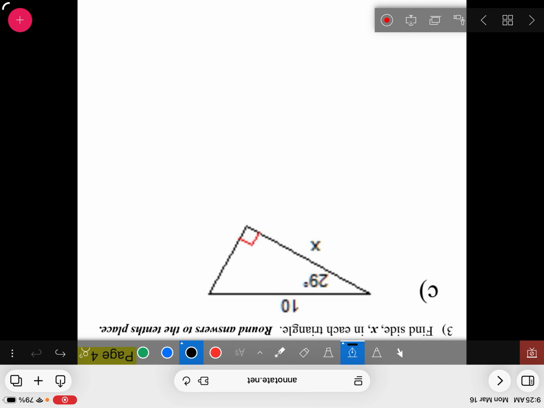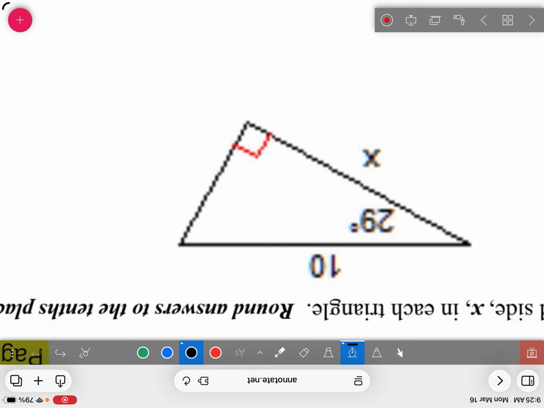All right, let's look at C. Step number 1. Let's figure out what side is the hypotenuse. Here is my angle. Put your pencil in the corner. Draw an arrow across. So that means that 10 is my hypotenuse. See how this 29 is closest to this corner? So this is my angle.